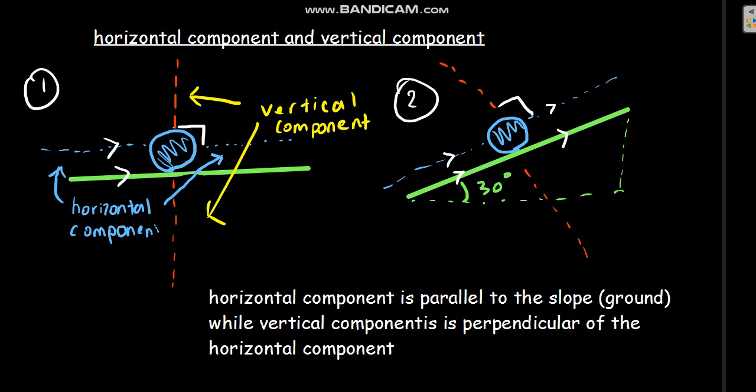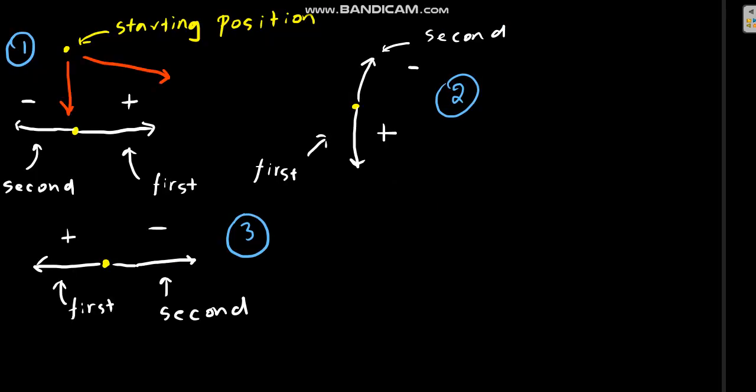Horizontal and vertical components will be taught later in chapter 4, but by now you should know that the vertical is just in this area, the red dotted line, and the horizontal component is going to be in the sideways area. So that's what you should know.